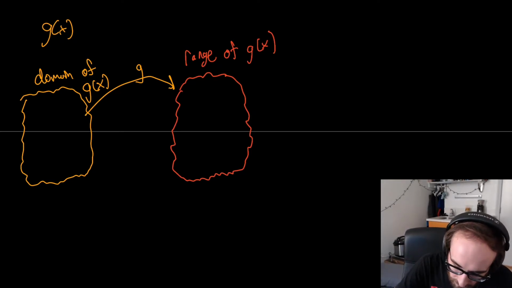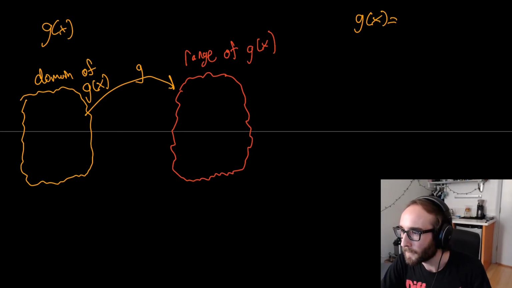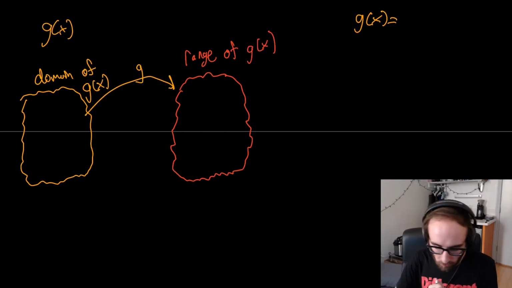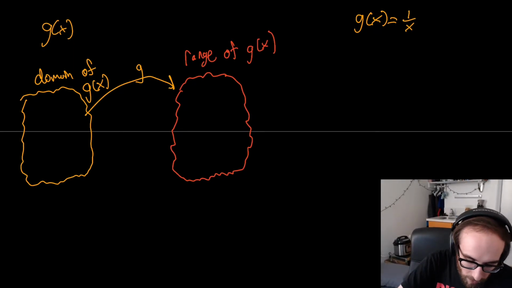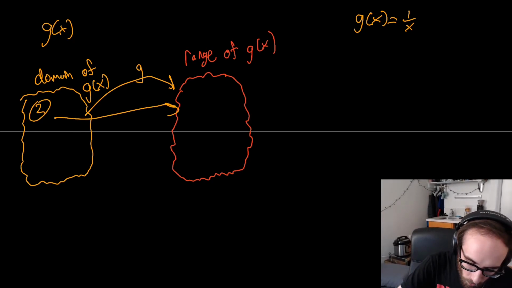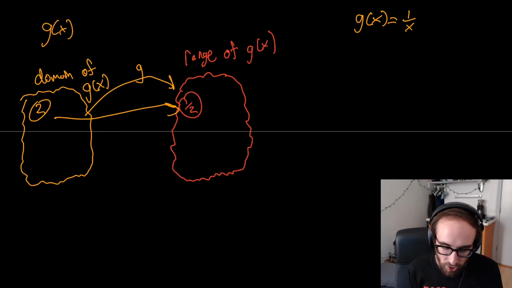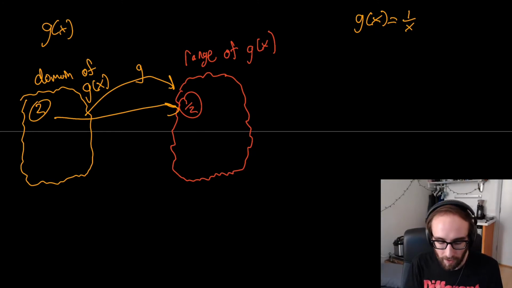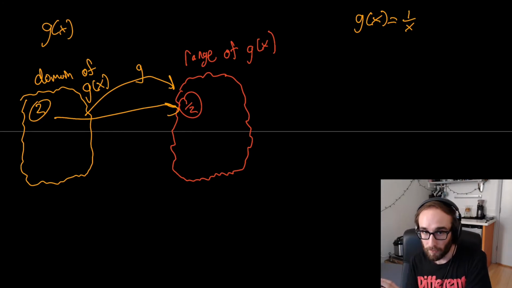A quick example would be if g of x is equal to, let's say, 1 over x. We know we could plug in 2, and then 2, when we apply g on it, will give us an output of 1/2. So 2 is in our domain of g of x, 1/2 is in our range of g of x. Okay, so that's an example of our domain, our range. All of the numbers, including these blobs, are in the domain, and then in the range, the outputs of g of x.